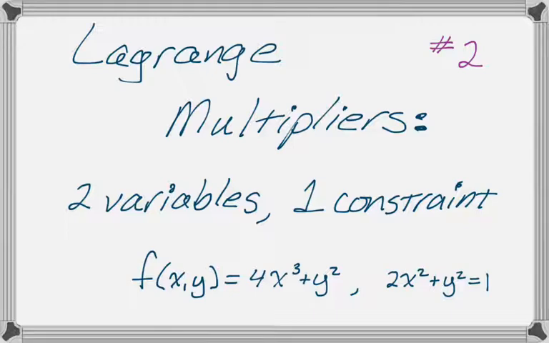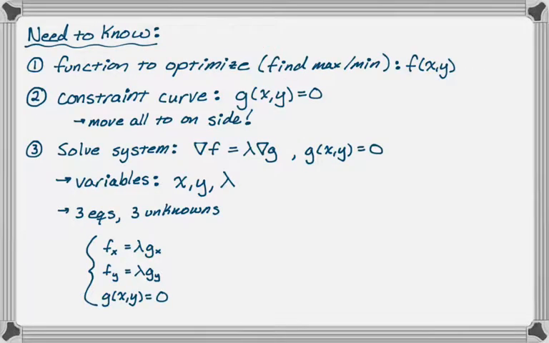Alright, so there's a bunch of stuff you need to know. This is actually the second video that I've made about Lagrange multipliers. I go a little more in depth in the first one about what you need to know, but I'm going to flash it up on the screen here, go through it briefly, and then just do the problem. So we need to know the function we're going to optimize. We need to have a constraint curve and it should equal 0. In practice that doesn't really matter, but you should do it to make it look right.